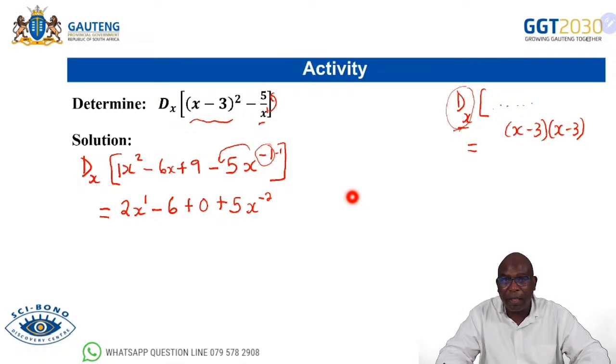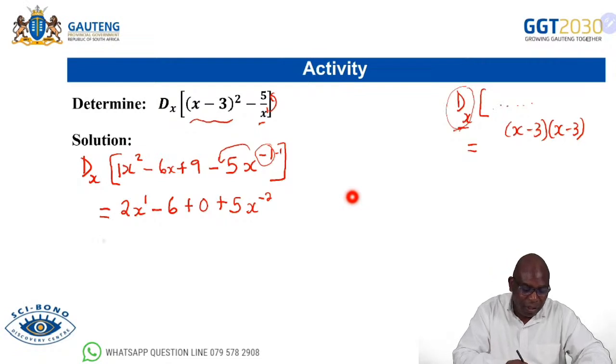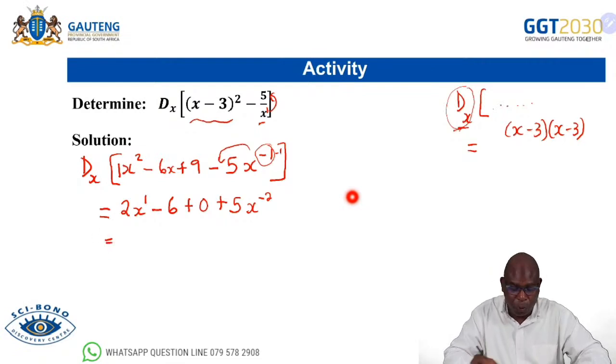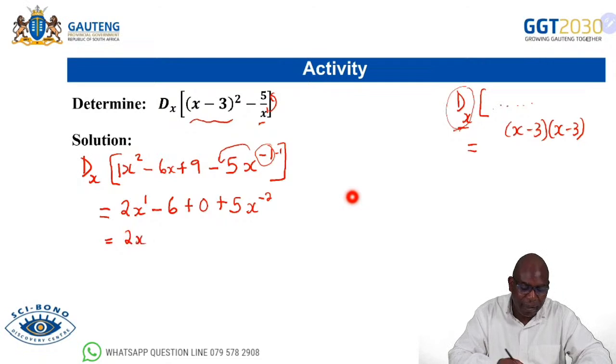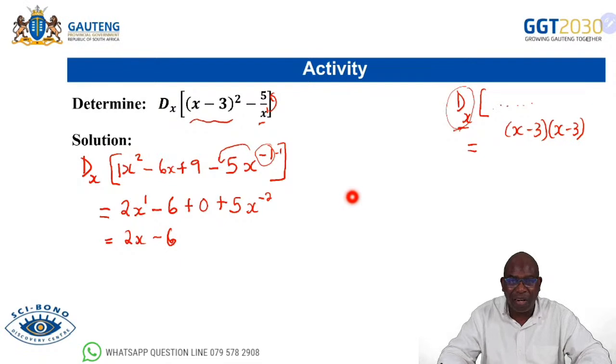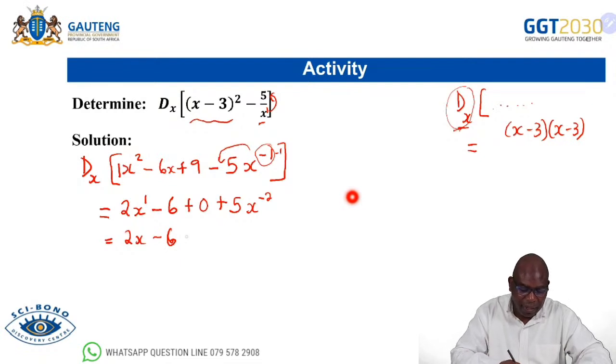Now from here I can just clean this up. Then I can have 2x, I can have my 6, and I don't need to write a 0. Then I can have plus 5x to the power minus 2.